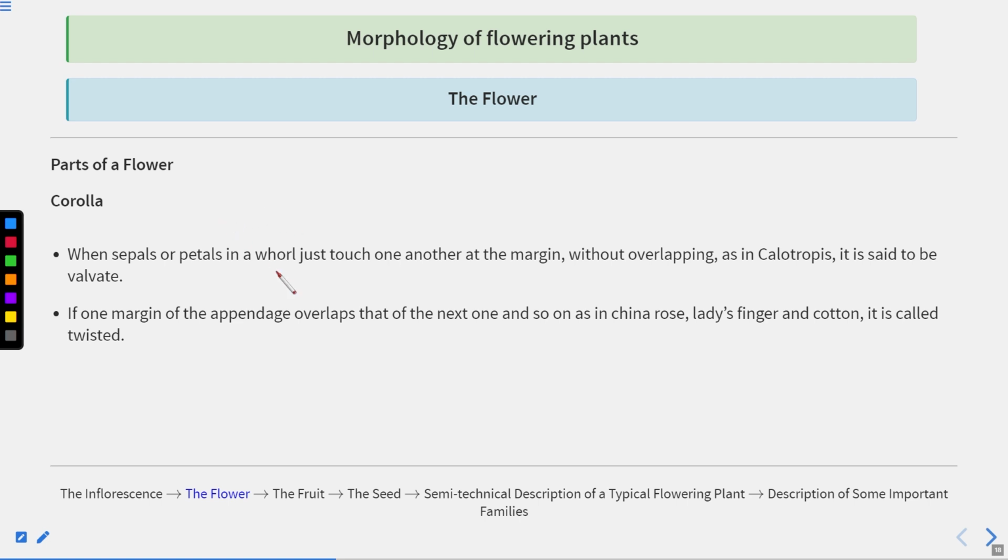When sepals or petals in the whorl just touch one another at the margin without overlapping, with no overlapping at all, as we see in the case of Calotropis, it is said to be valvate estivation. The first diagram shows it like this. So this is valvate estivation without any overlapping, and the best example is Calotropis. In Hindi, we call it madar.